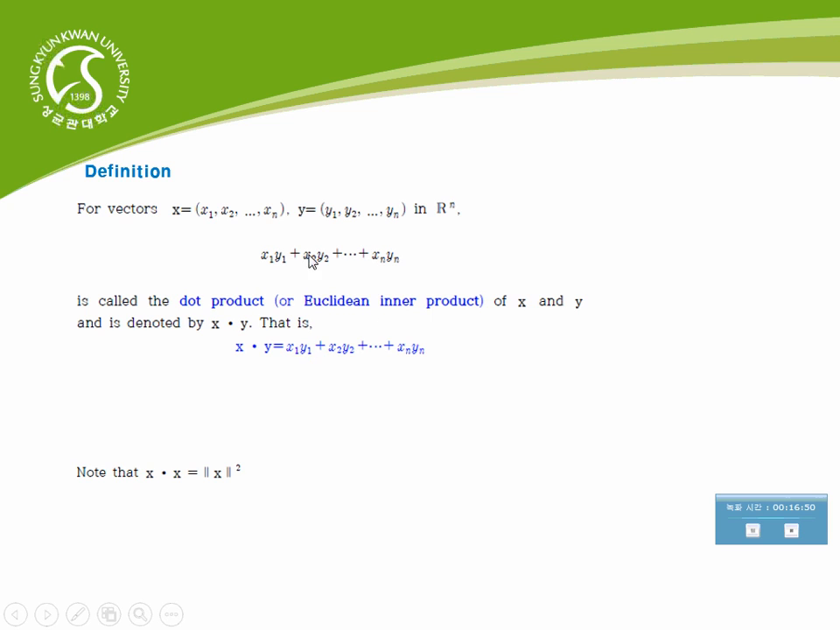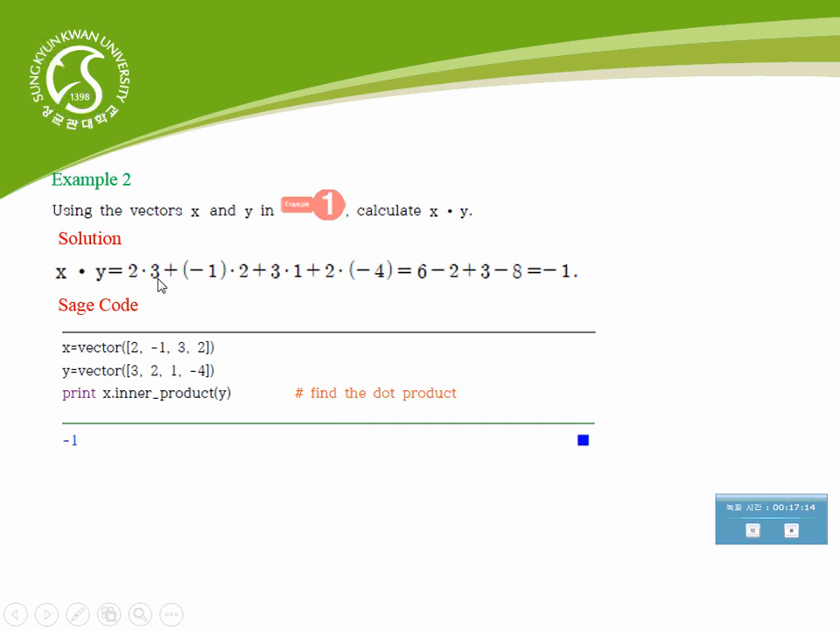And this is the definition of dot product, inner product. If you have two vectors in Rn, then x1 times y1 plus x2 times y2 plus dot dot dot plus xn times yn is called the dot product or Euclidean inner product of these two vectors. And this can be computed in this way. It can be easily checked with this. The inner product of x and y is -1, like what you did in here.